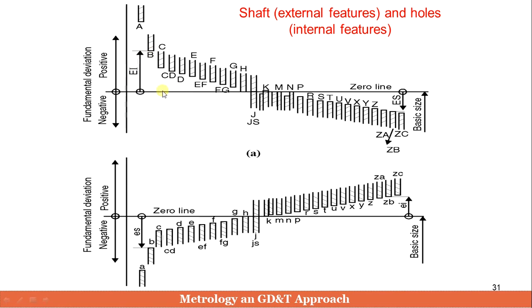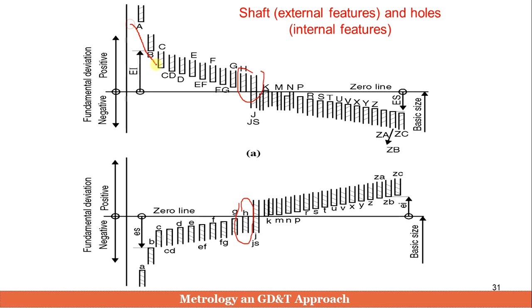So the lower limit to the zero line represents the lower deviation. Now, out of this es and ei, the one which is closer to the zero line is nothing but the fundamental deviation. So the final target from this figure is to understand that the minimum distance of a limit to the zero line is the fundamental deviation. So H hole is called fundamental because its lower deviation is nothing, its upper deviation is 0. So H has a fundamental deviation of 0.